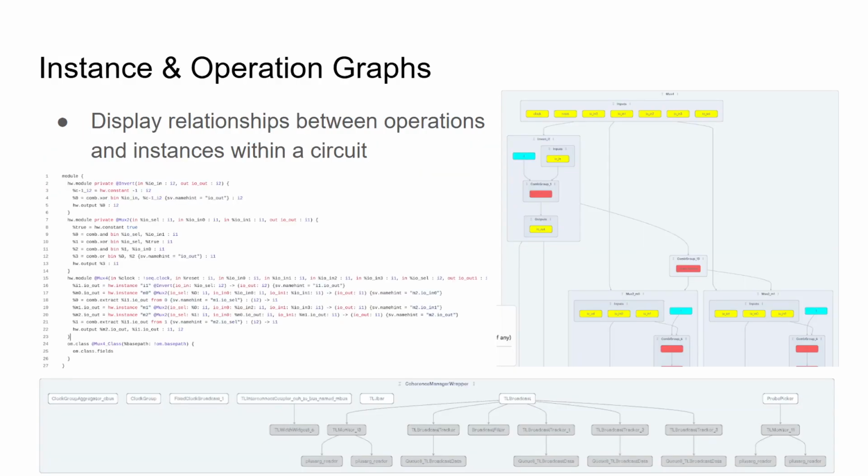Here you can see some examples of graphs generated by Model Explorer on outputs from our instance and operation graphing passes. On the top left, you can see an example of a code file written in the hardware and combinatorial dialects. On the right is an example of an operation graph, and on the bottom is an example of an instance graph for a more complicated open source code file.